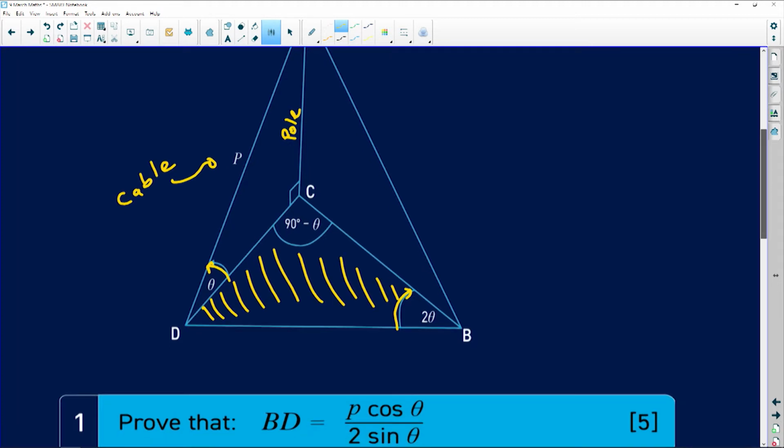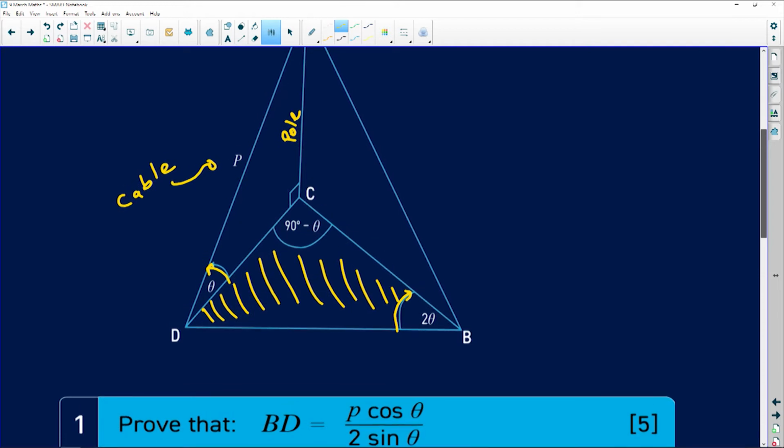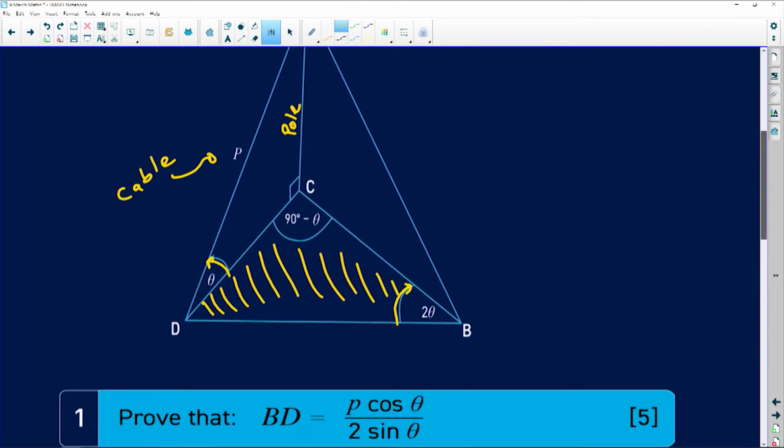Right. Now, the first question is asking us to prove that BD is equal to P cos theta divided by 2 sine theta. Right. Now, when you're dealing with these questions, guys, here's a secret to acing this all the time. You're going to look at the side that they're asking you to find, and then you check in which triangle this side belongs. This is just a combination of triangles. There's nothing special with 2D and 3D. It's just a triangle and another triangle and another triangle. You're just trying to solve triangles that are combined.